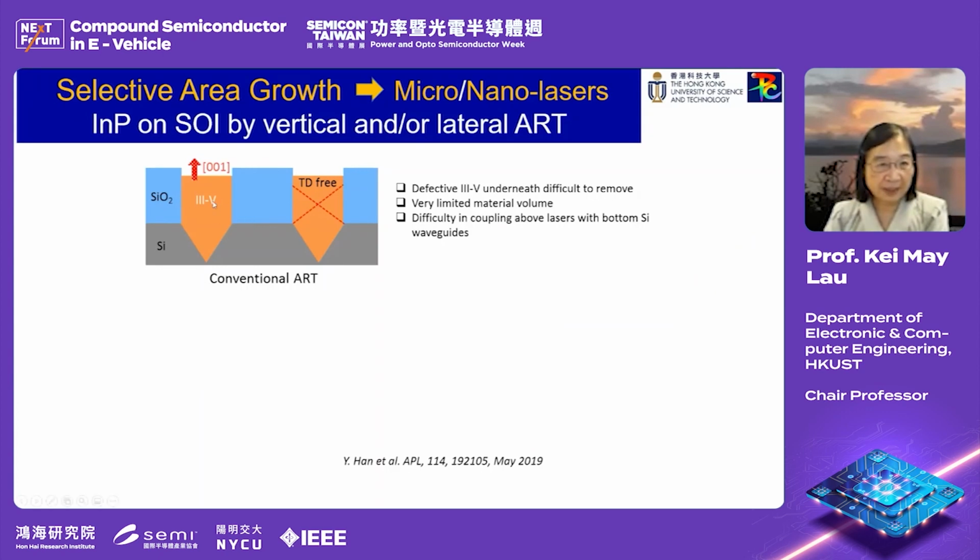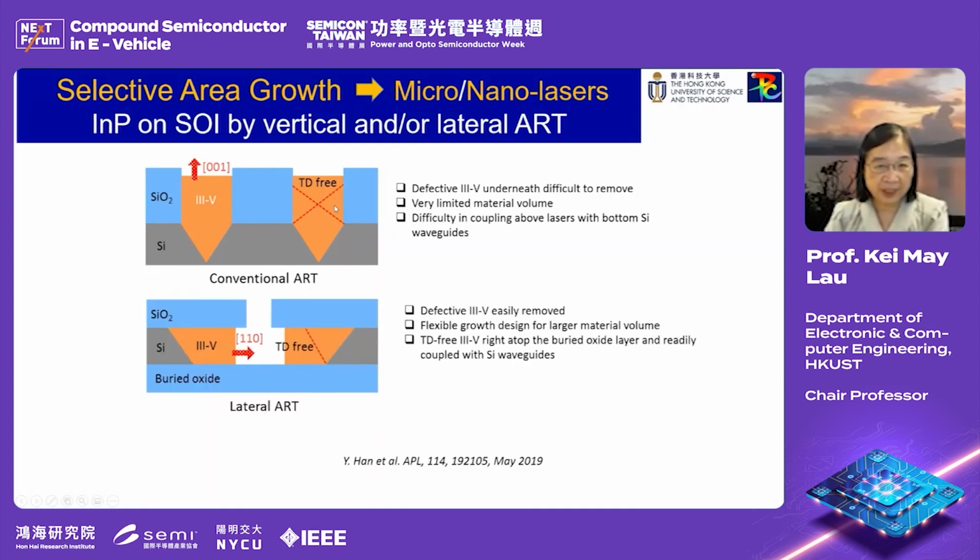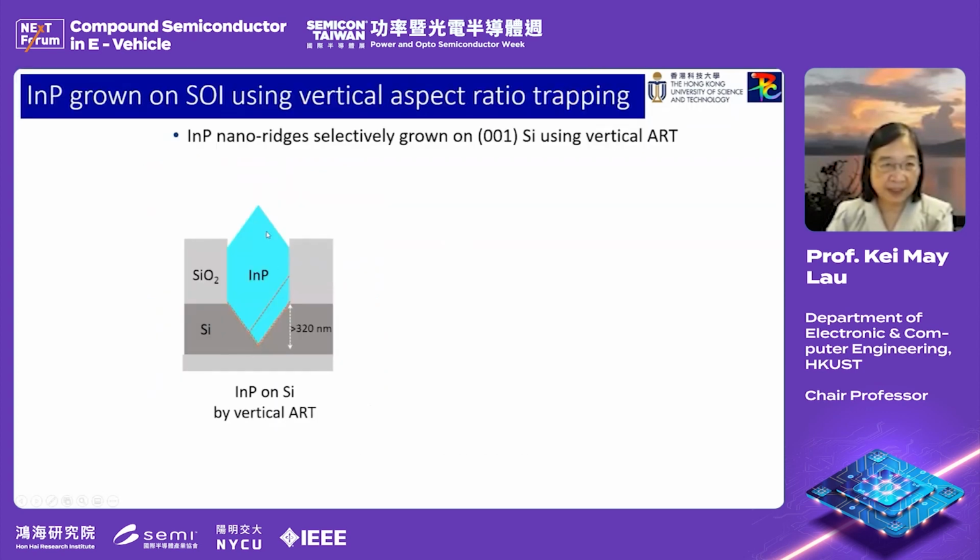So this is, again, the concept. This is conventional aspect ratio trapping. And with this, you can confine your defect in the bottom, and this is defect free. And then with the lateral ART, you can confine your defect in this region here, and then you can grow out of this trench. And this is what we tried at the beginning.